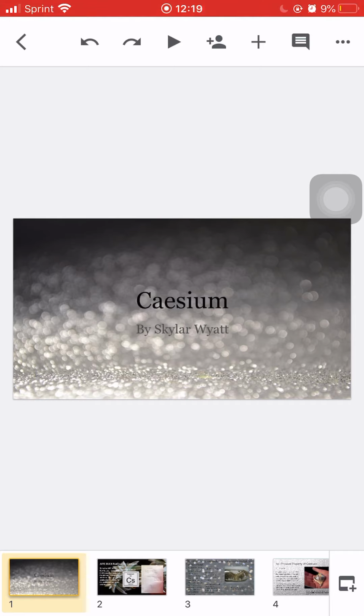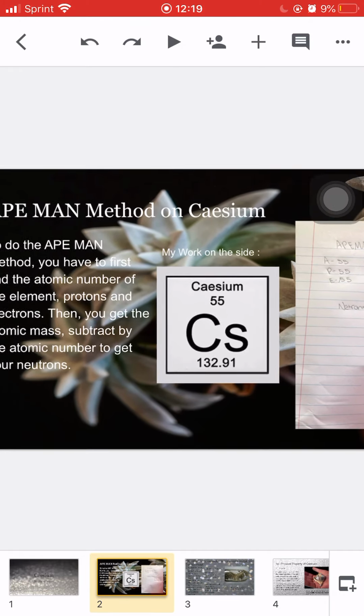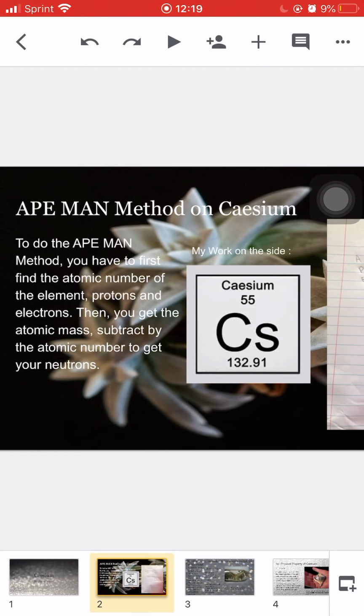The atomic number is 55, so I picked that one. This is the AP Man method on calcium. To do the AP Man method, you first find the atomic number of the element, which gives you the protons and electrons. Then you subtract the atomic number from the atomic mass to get your neutrons.